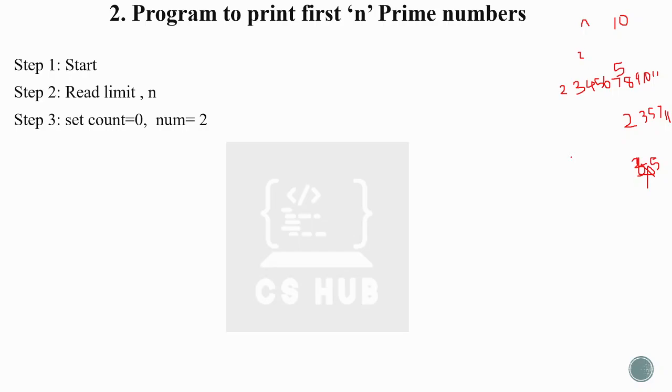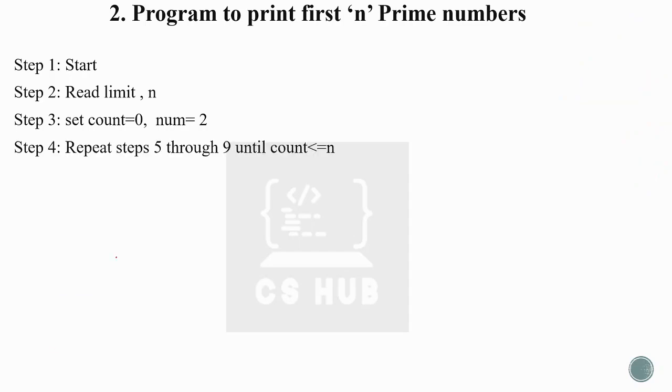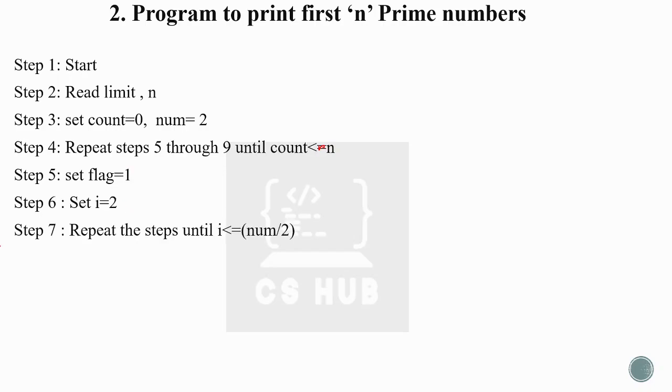This is the logic. Set count equal to 0 and the number equal to 2. Repeat the steps until count is less than or equal to n. When count is less than or equal to n, we can perform these operations. Okay, let's set flag equal to 1. Flag is set to 1. Then again i is set to 2. Then these steps are the same. We had discussed them in our previous problem. These steps are the same logic.